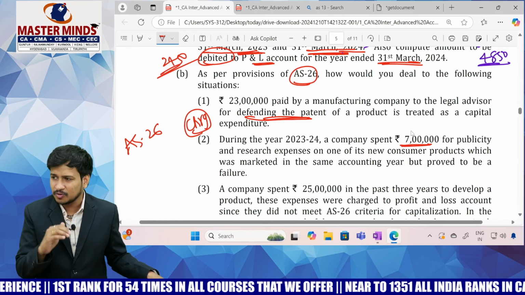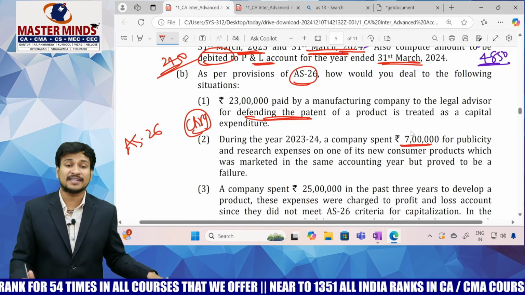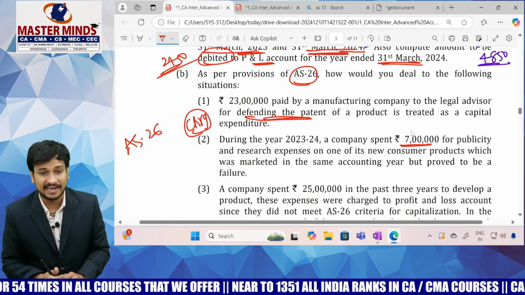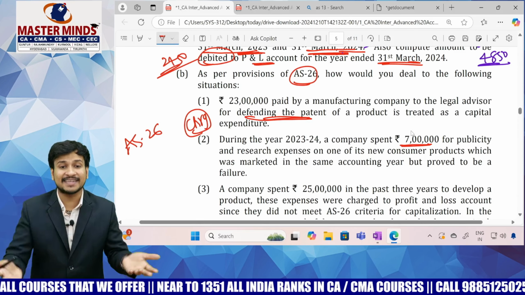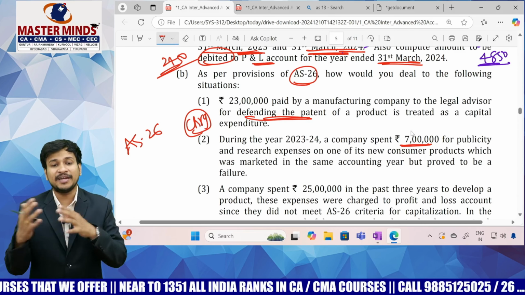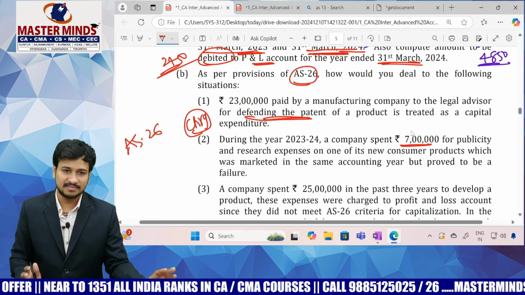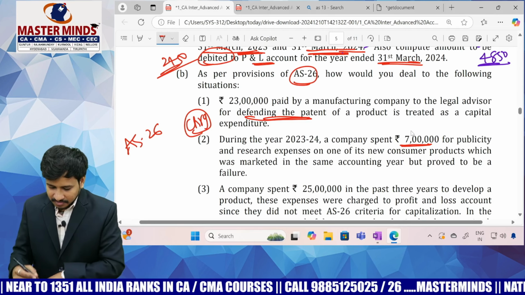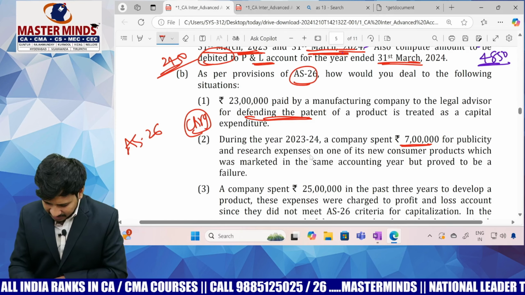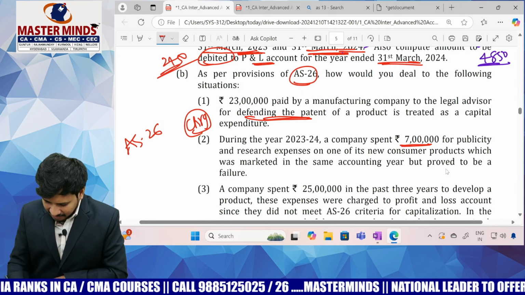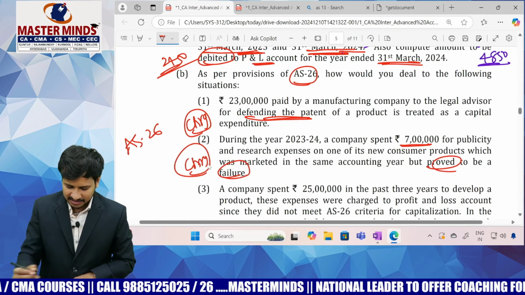It is just going to maintain the future economic benefits. As per AS 26, you are supposed to recognize subsequent expenditure as an asset, that is capitalized, only when future economic benefits are increasing, but not for maintenance. For maintenance, if you are spending any expenditure, it must be charged to P&L account. And next, company spent 7 lakh for publicity and research expenses, marketing in the same year, but proved to be a failure. No future economic benefits, and hence even this has to be charged.